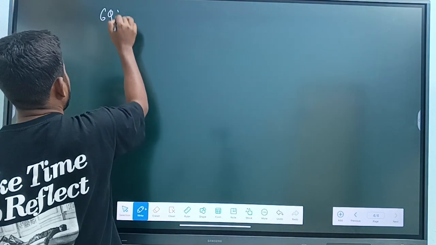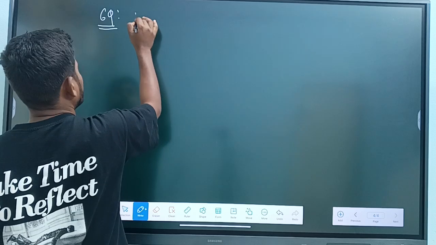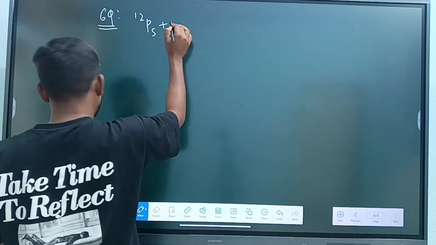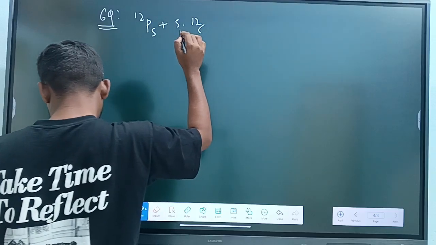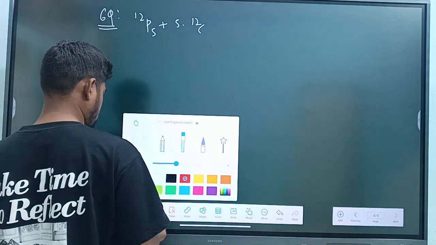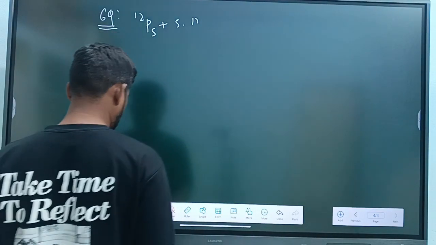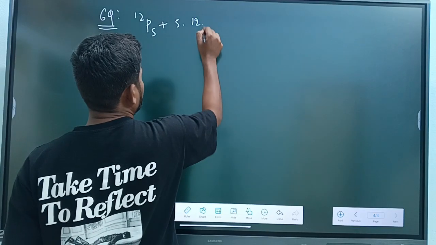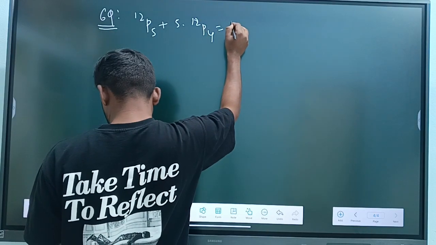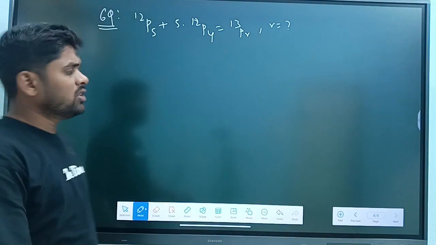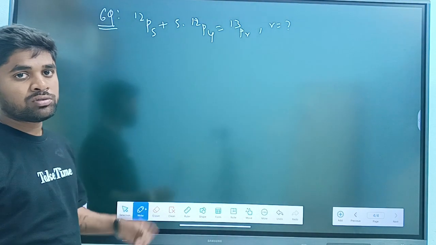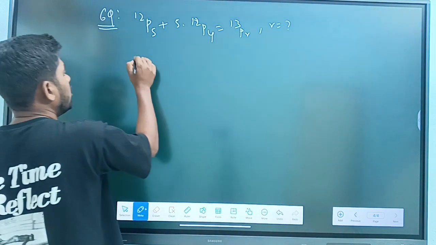6th క్వశ్చన్. ఇది కూడా p and c చాలా సింపుల్. స్టాండర్డ్ ఫార్మ్ ఇచ్చిండు 12p5 plus 5 into 12c 12p4. Done. 12p4 that equal to 13pr. Then what is the value of r? Then so దీన్ని సింప్లిఫై చేసినా మీకు ఆన్సర్ వస్తుంది, బట్ ట్రై టు రిమెంబర్ ద ఫార్ములా.